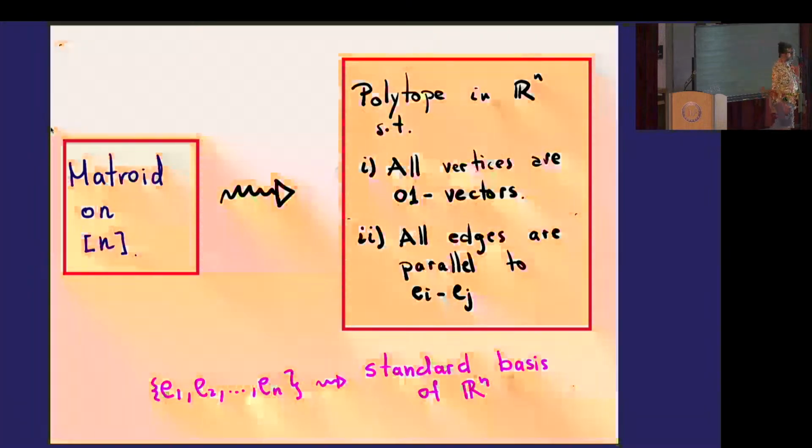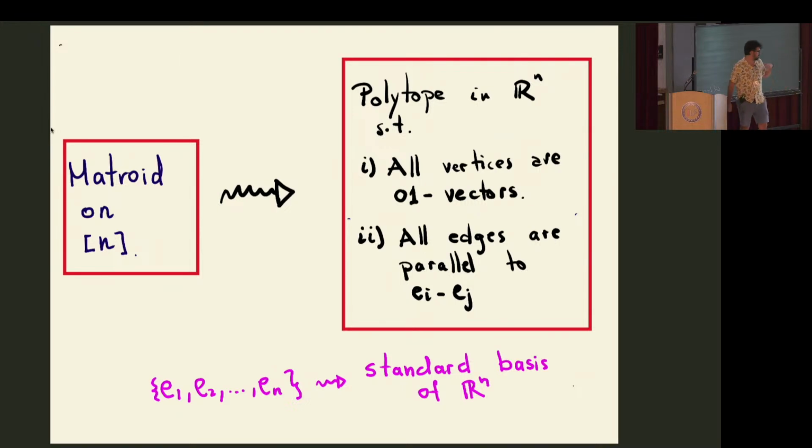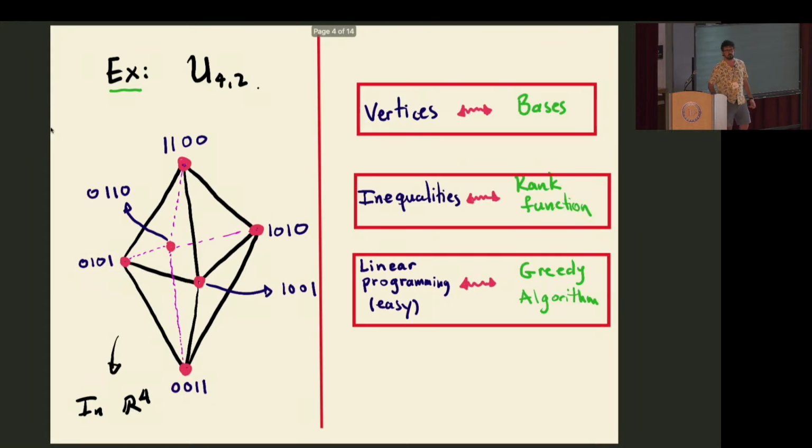A polytope is the convex hull of finitely many points in Rn, and what this is, as Graham was explaining today in the morning, are convex hulls of vertices, all of whose coordinates are 0, 1, or characteristic vectors. And what I want is all the edges to be parallel to some ei minus ej, so a difference of standard basis elements. Okay?